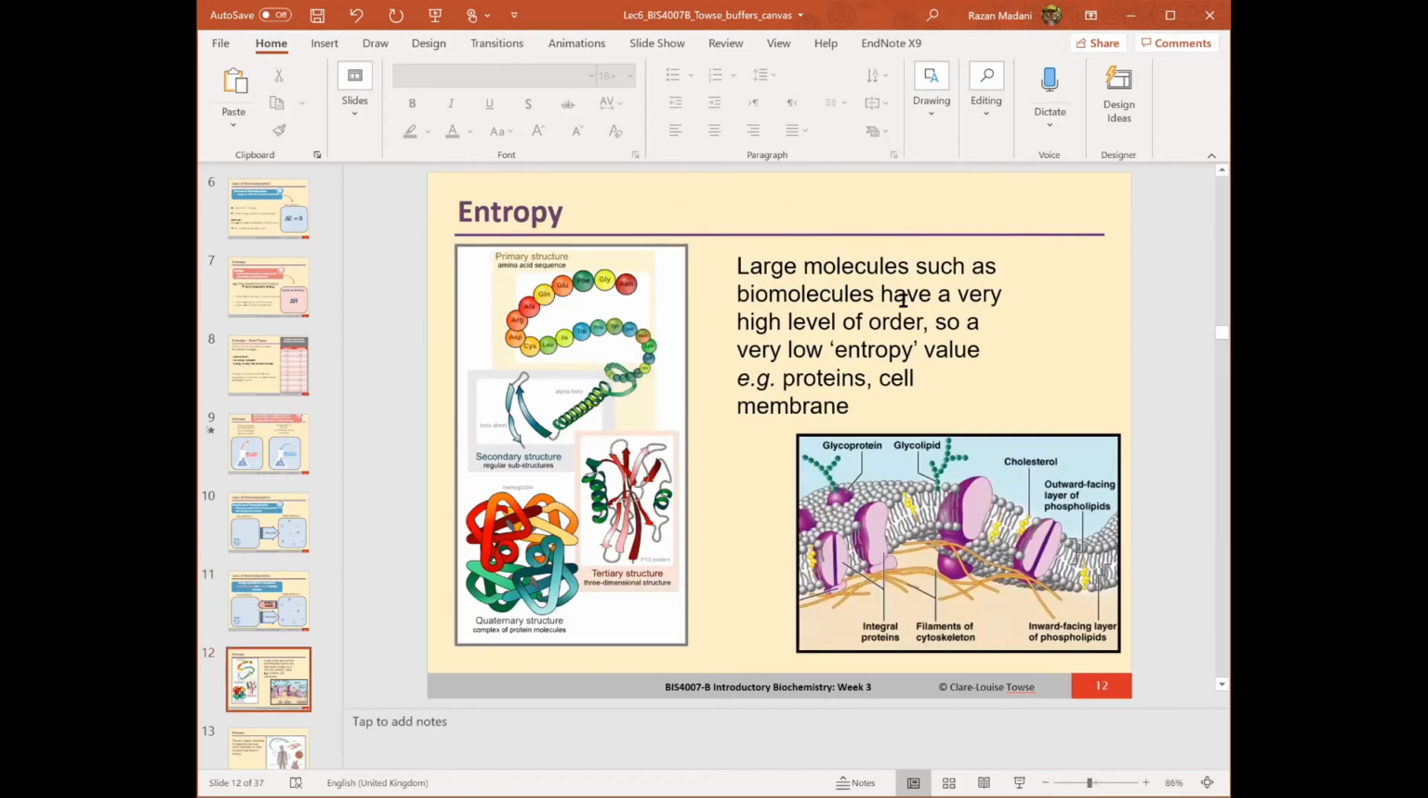Large molecules such as biomolecules have a very high level of order, so a very low entropy value. Remember, the word order means it's contained, it's maintained, it's stuck together, very close. And low entropy basically means almost like a solid state. Biomolecules are like cholesterol or amino acids or tertiary structures in DNA, and as you know, most of the time they are in solid state. So they have very high order.